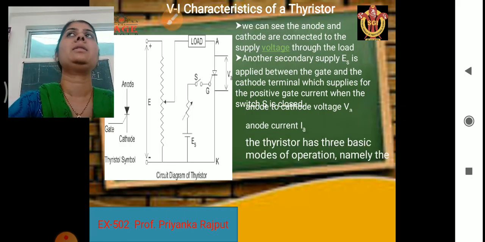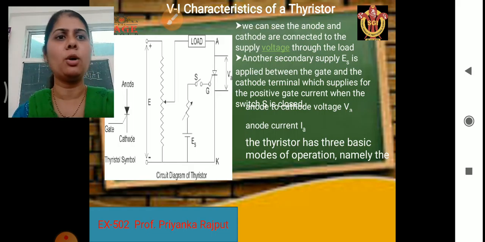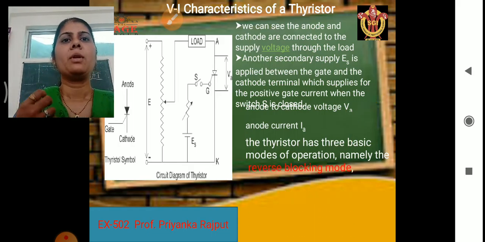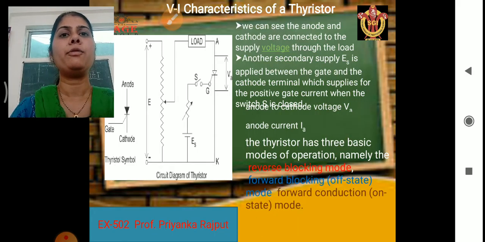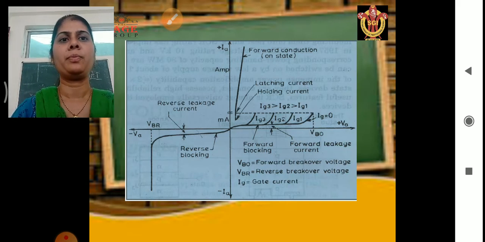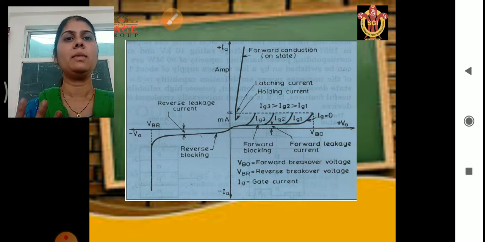Now, the thyristor has 3 basic operating modes, namely reverse blocking mode, second, forward blocking mode, and third, forward conduction mode. This is a diagram of the VI characteristics. We will see one by one how we make the same diagram.